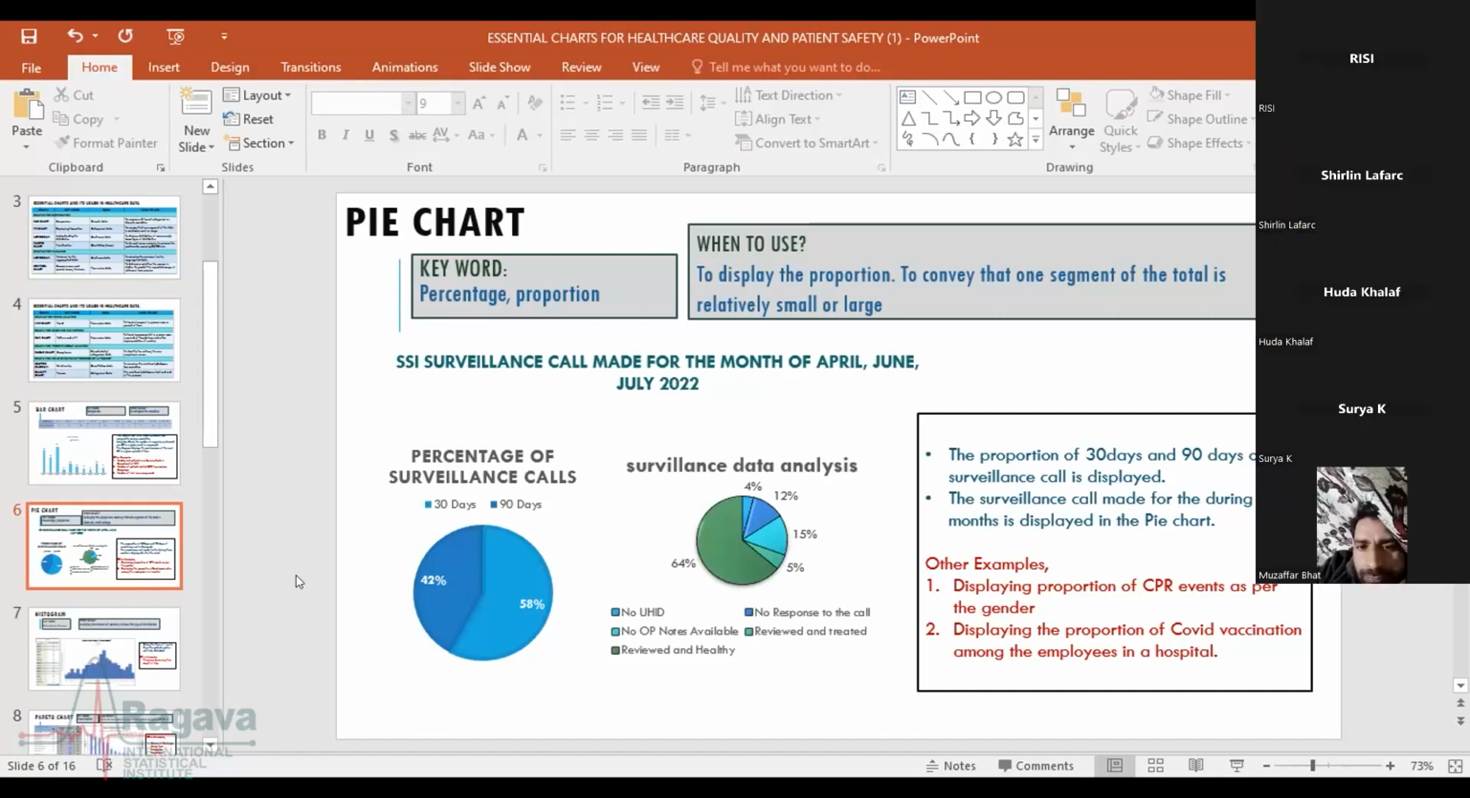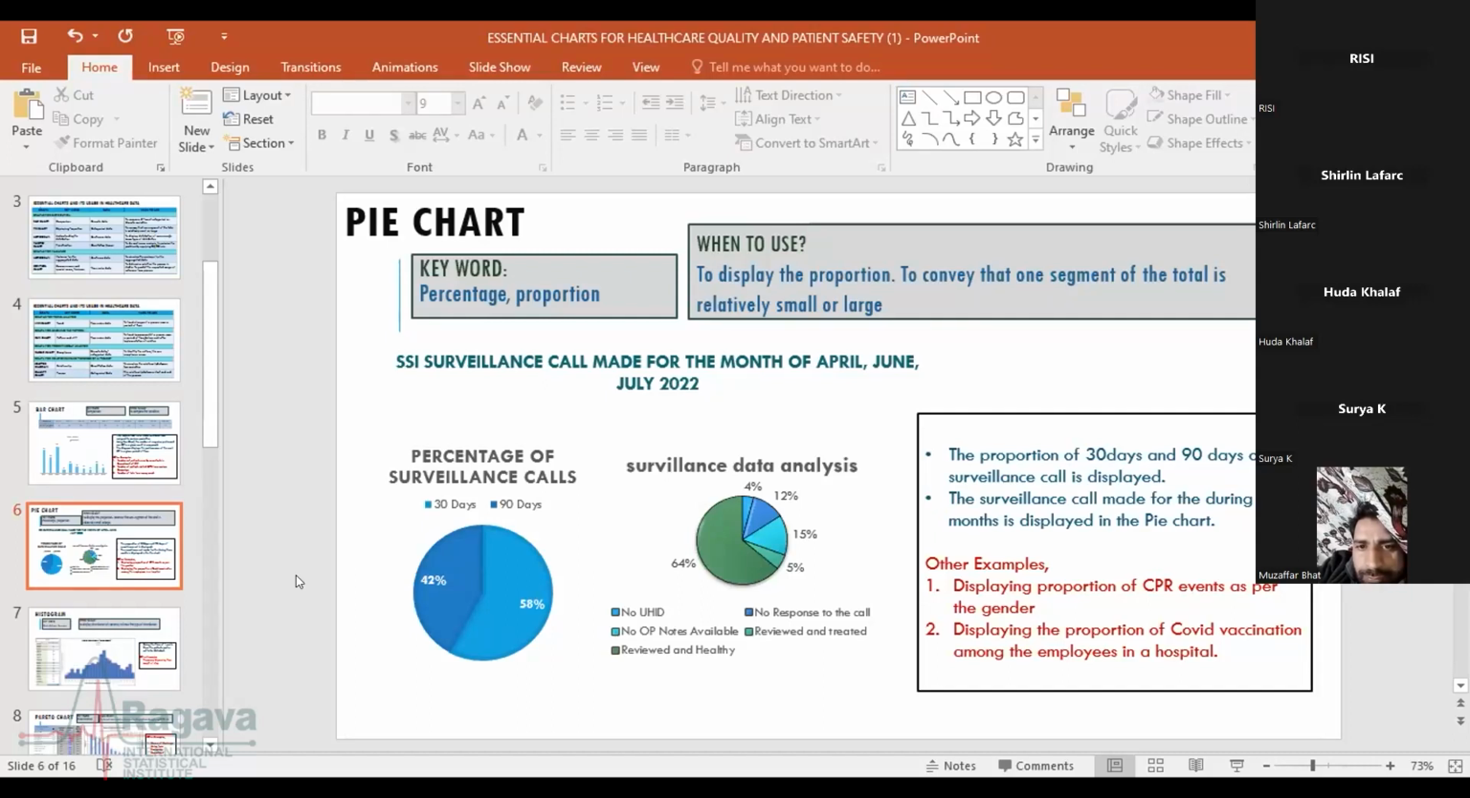So around 64 plus 5, around 69 percent of the patients are very clear, while in the other area, mainly that 15 percent of patients, we are not able to track them because there are no OT notes at all. So that is what this pie chart is explaining.